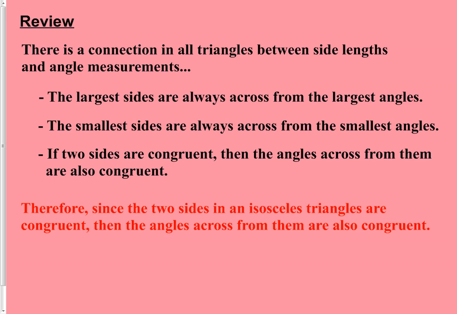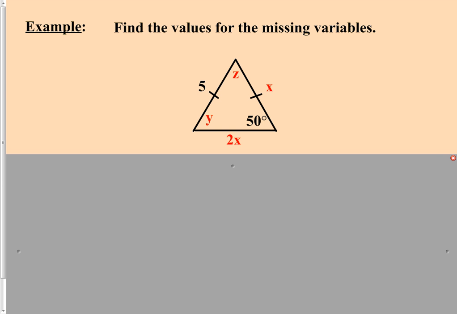All right, so let's have a look at an example. Find the values for the missing variables. Take a second and jot the triangle down. We'll start walking through it. Okay, obviously, there is a lot of missing information.